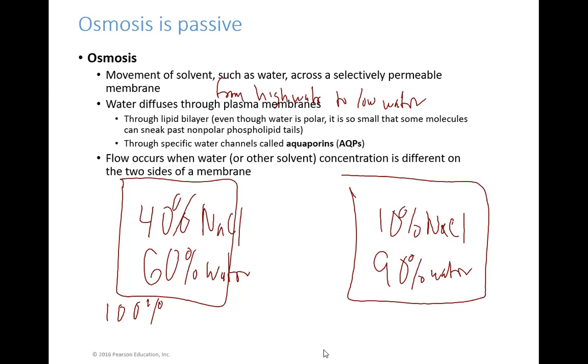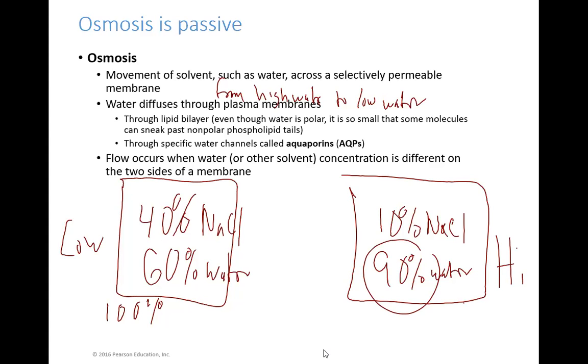When you compare these two solutions, which one has the highest water concentration? The 40% sodium chloride, which is 60% water, or the 10% sodium chloride, which is 90% water? Well, the high water is found here. 90% is greater than 60%, so this means this is the low water.